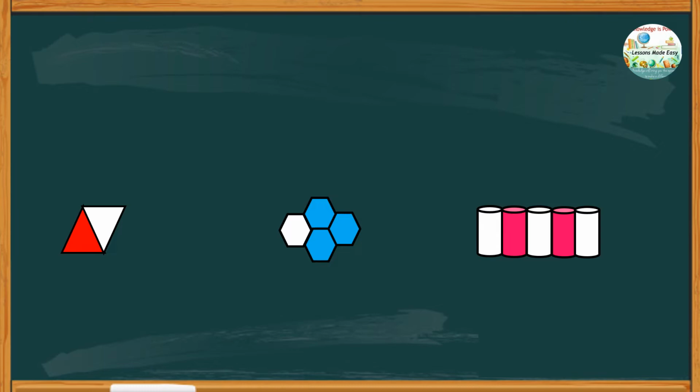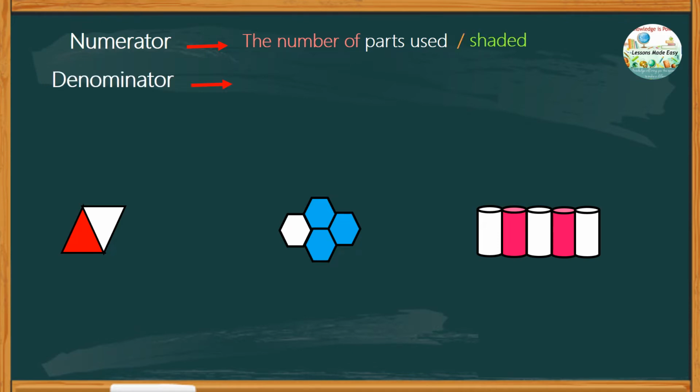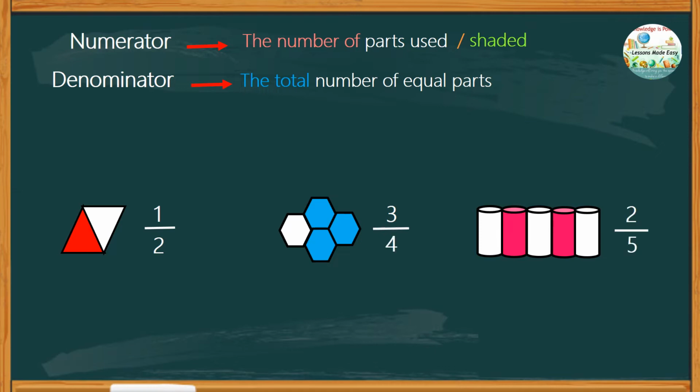Remember, the number on top, the numerator, must be the number of parts used or shaded. The number below, the denominator, is the total number of equal parts. So our fraction for figure 1 is 1/2. Figure 2, 3/4. And figure 3, 2/5.